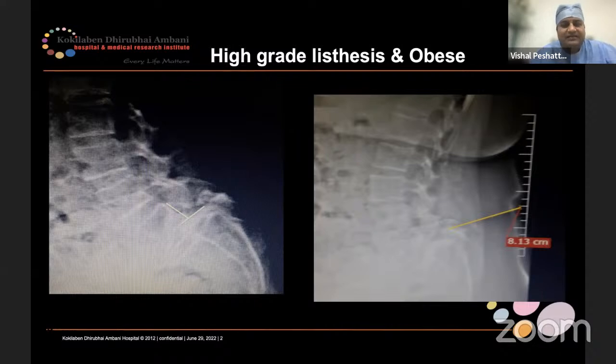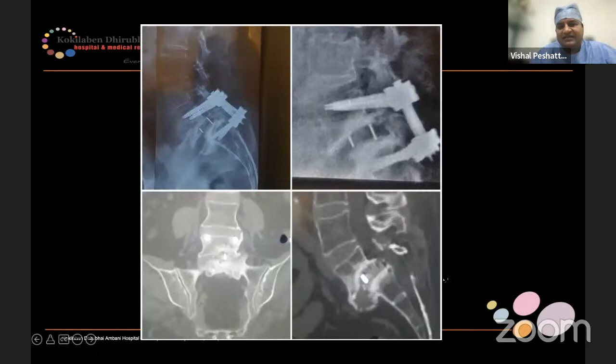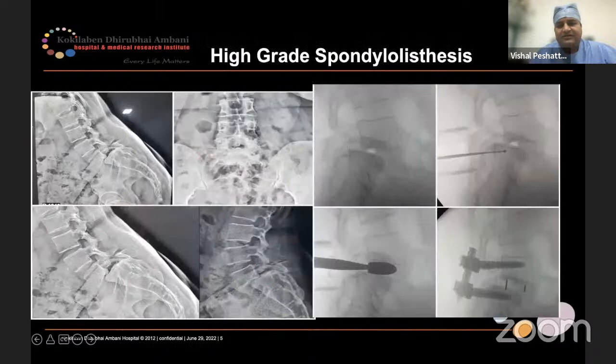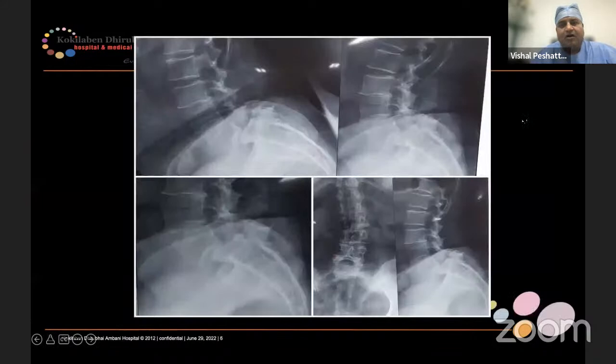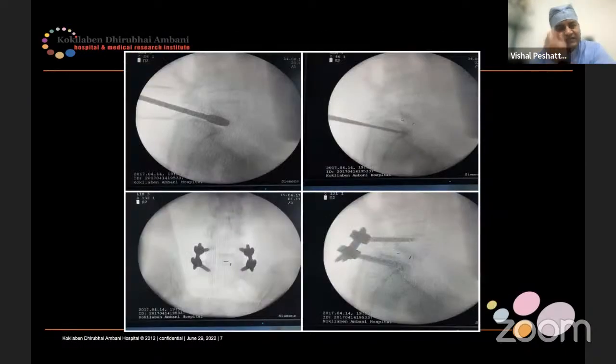This is a high-grade listhesis that you can see here, which we treated about 8 years back using Indian implants. This is the post-op picture, and that's the CT scan showing a good grade 1 Bridwell union there. So these are some of the cases. You can do it without navigation using the traditional MIS method, or you can do it using a 2D or a 3D navigation.